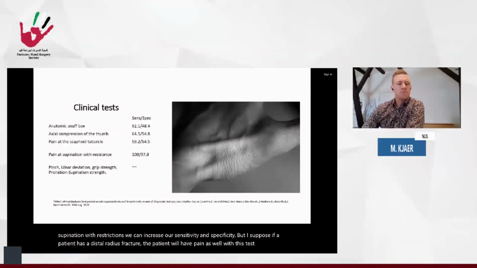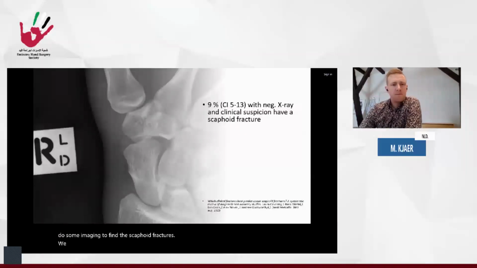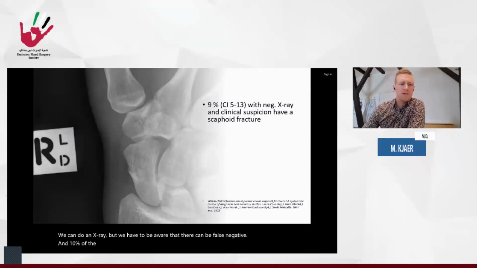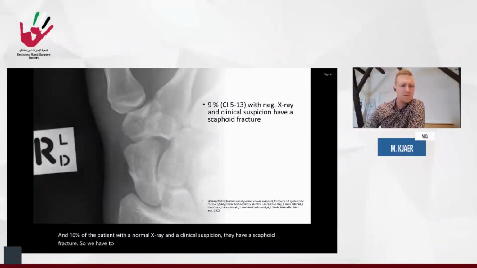So we can do some imaging to find the scaphoid fractures. We can do an X-ray, but we have to be aware that they can be false negative, and 10% of the patients with a normal X-ray and a clinical suspicion have a scaphoid fracture. So we have to continue if we have a negative X-ray but still have a suspicion.